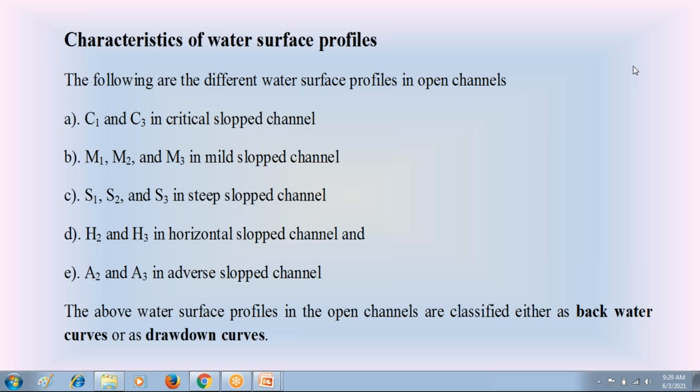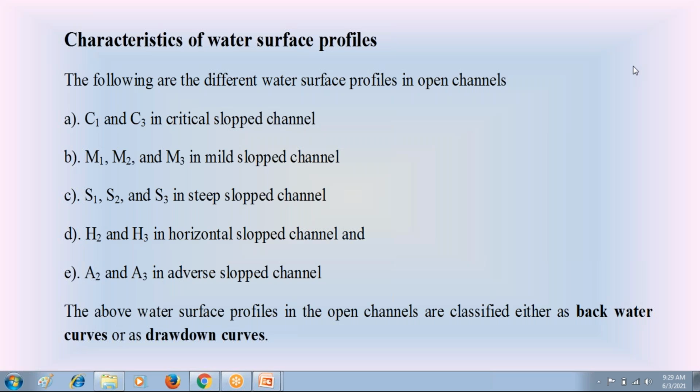In the mild slope channel, we have three water surface profiles indicated as M1, M2, M3. In the steep slope channel, the water surface profiles are S1, S2, S3. In the horizontal slope channel, the water surface profiles are H2, H3. And in the adverse slope channel, the water surface profiles are A2, A3.